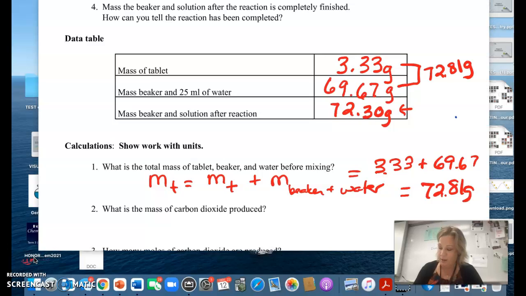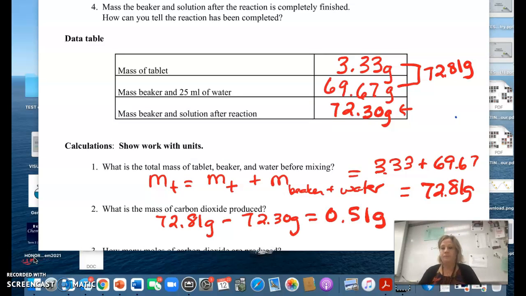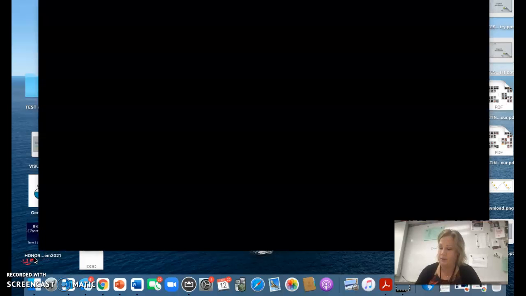Then we can figure out how much carbon dioxide was formed by taking 72.81 and subtracting 72.30, what we had at the end after we let it all bubble. For me, I get 0.51 grams of carbon dioxide produced.